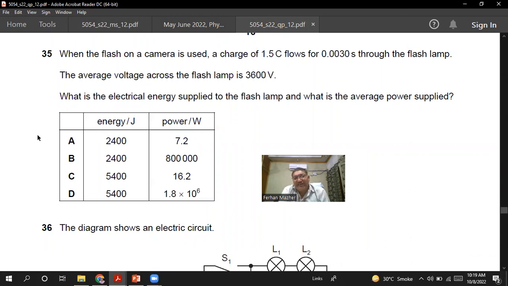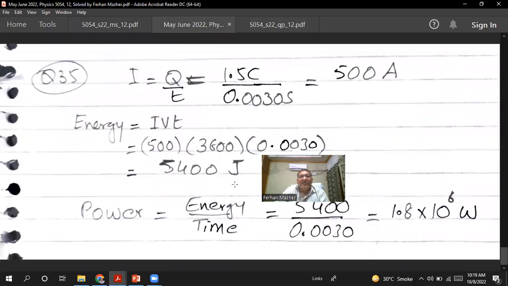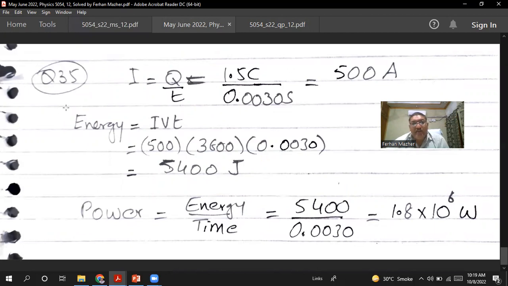When the flash on a camera is used, a charge of 1.5 coulomb flows for 0.0030 seconds through the flash lamp. The average voltage across the flash lamp is 3600 volt. What is the electric energy supplied to the flash lamp and what is the average power supplied? Okay, so very simple. The charge is given, the time is given, the voltage is given. I can find out the current. Here, I is equal to Q divided by T, the 1.5 coulomb charge and the time is 0.0030 seconds. So when you divide 1.5 coulomb by 0.0030 seconds, you get 500 ampere. So the current flowing there is 500 ampere.